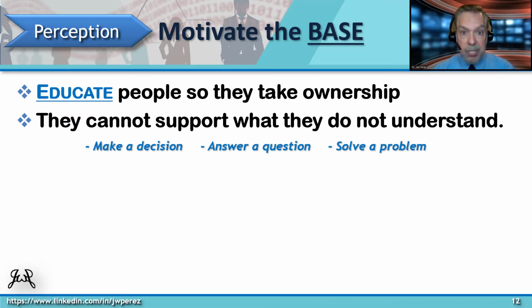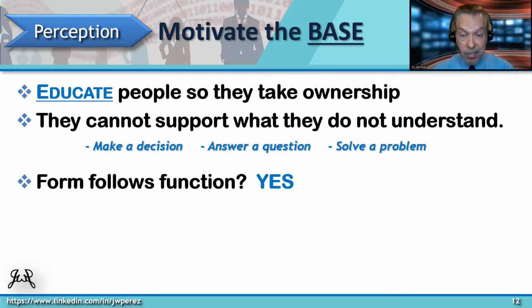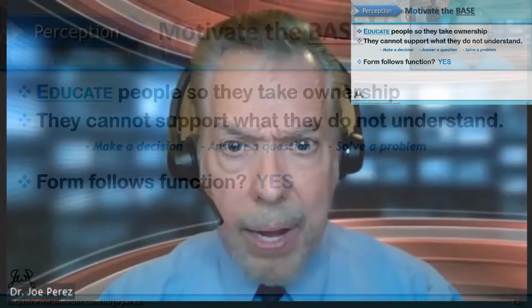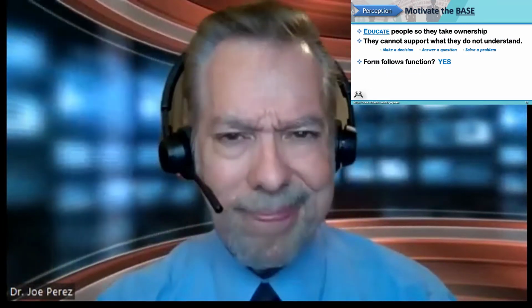By understanding some basic principles. Hey, folks, that's foundational to any educational initiative. So it begs the question, does form follow function? I'd have to say yes. It's the age-old argument, right? Is it pretty or is it right? Does it look good or does it work?